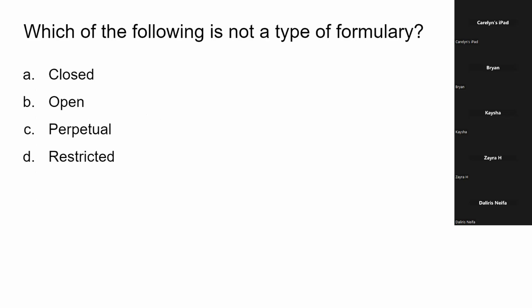All right. Let's see. I'm not sure if you maybe went over this in your readings. If not, we're going to talk about it now. Which of the following is not a type of formulary? So do we know what a formulary is? Have you heard about a formulary in a hospital? So a formulary is essentially a list of drugs that the hospital pharmacy has. It's like its inventory list.